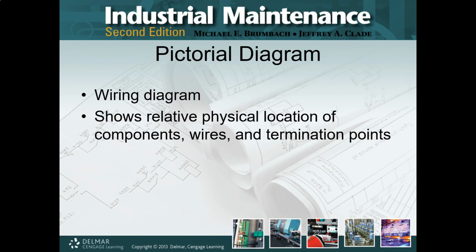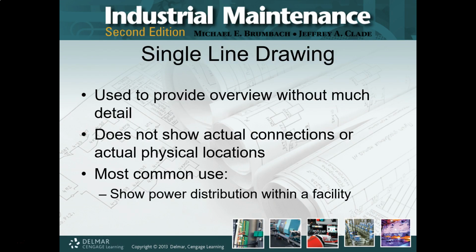So once again, here's our pictorial. Really great once again for physical location, but not so much for termination points. Single line drawings are an overview. There's not a lot of detail. It gives you the major components and where those components would be used for isolation. So for electrical, it would be disconnects, transformers, that kind of thing.